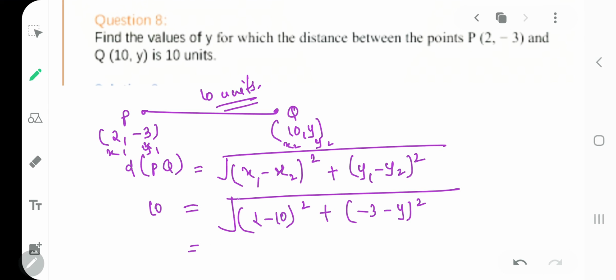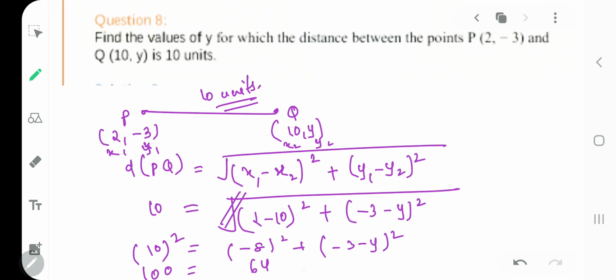When you got this, if you go for squaring both sides, so it will be 10 square and the root will go away. And you have to now open the bracket. It will be minus 8 square plus minus 3 minus y the whole square. When you open this, my dear kids, you will get 64 plus, if I take the minus outside, minus 3 square, it will be 9, and here y square, and in between term 2 into 3 into y, that is 6y.